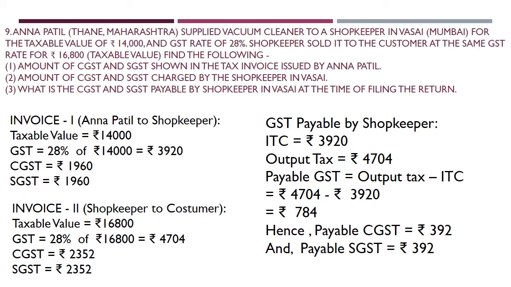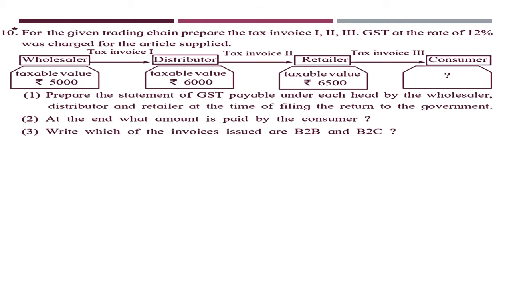Otherwise, it's using the basic concepts which we already learned. Let's see the next question. For the given trading chain, prepare the tax invoice 1, 2, 3. GST at rate of 12% was charged for the article supplied. So here what is happening?